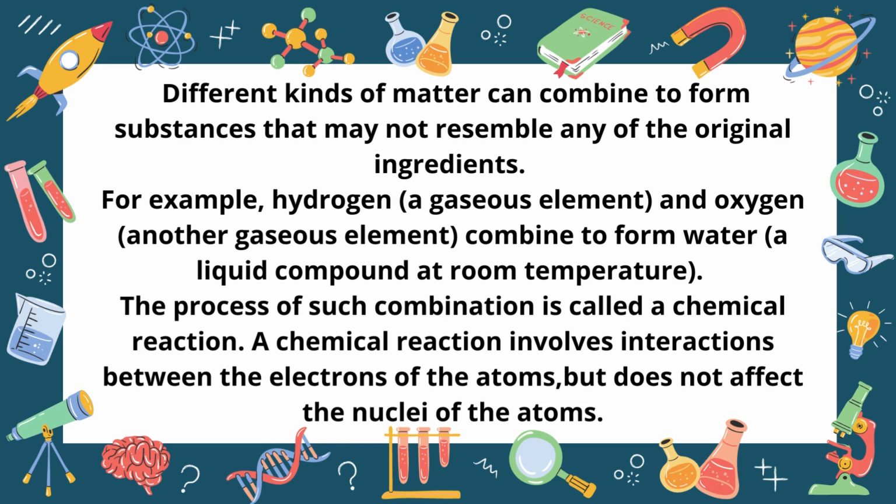Different kinds of matter can combine to form substances that may not resemble any of the original ingredients. For example, hydrogen and oxygen combine to form water. The process of combination is called a chemical reaction. A chemical reaction involves interactions between the electrons of the atoms, but does not affect the nuclei of the atoms.